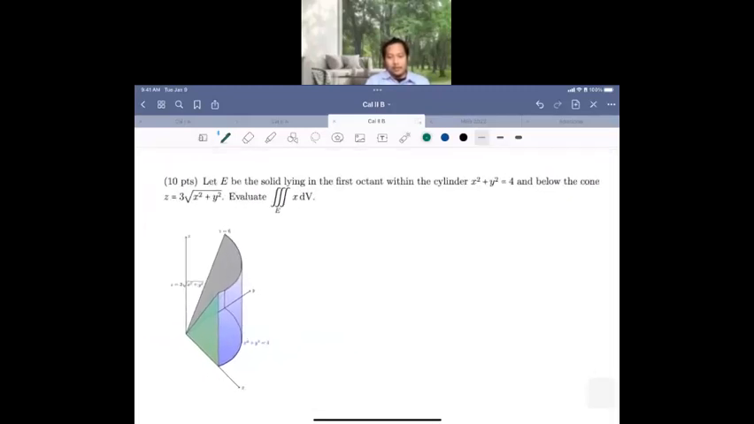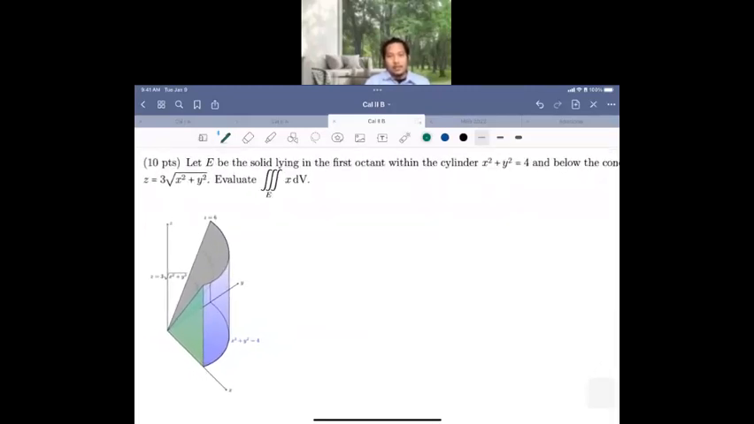Okay, maybe start with this one. Let E be the solid lying in the first octant within the cylinder x squared plus y squared equal 4, below the cone, square root of 3 times the square root of x squared plus y squared. Let me give you maybe 3 minutes to try. It's a good number, so I believe if you work it out, you can get the number. Please write in the chat box, okay?